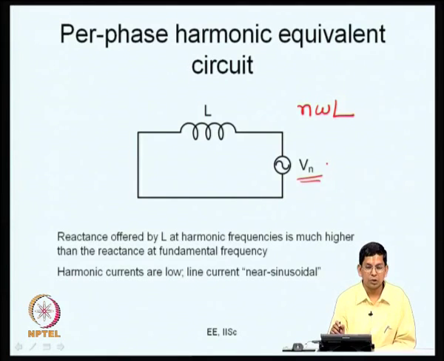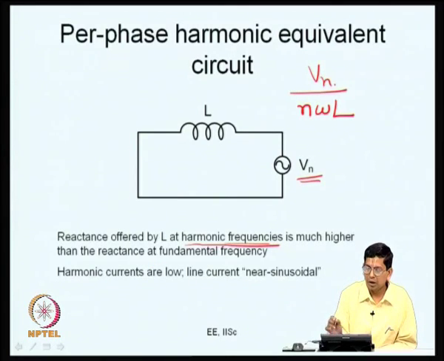So, what happens? You may have considerable harmonic voltages in the terminal voltage, but the harmonic voltages are all at higher frequencies. Because of this, the reactance seen by them is much higher, and therefore, the corresponding harmonic current is very low. What would be the harmonic current? It is Vn upon n times omega L.